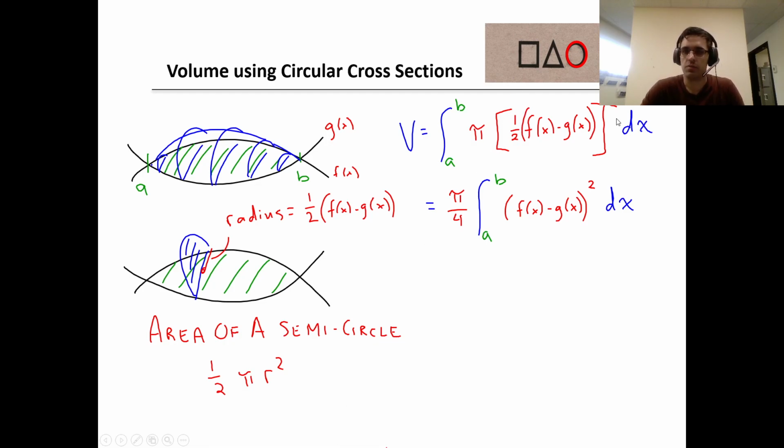Notice that if we distribute this squared, 1/2 becomes 1/4, and pi times 1/4 are both constants, so both can be pulled out of the integral, leaving us with pi over 4 times the integral from a to b of f of x minus g of x squared with respect to x.